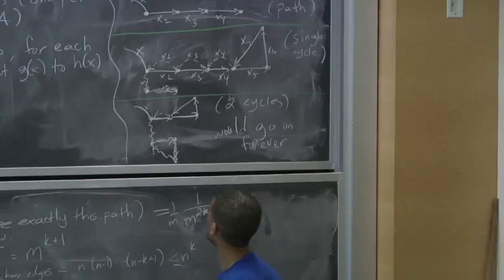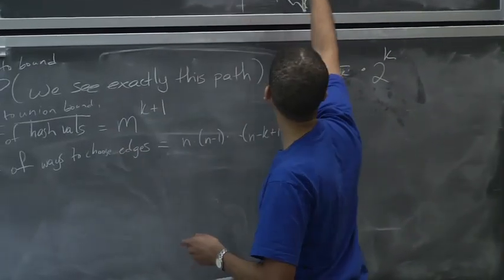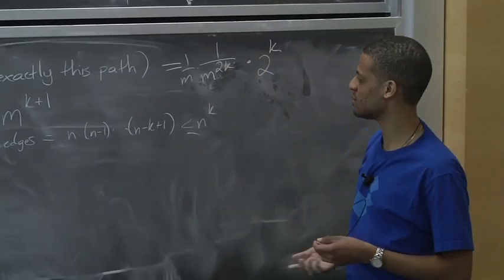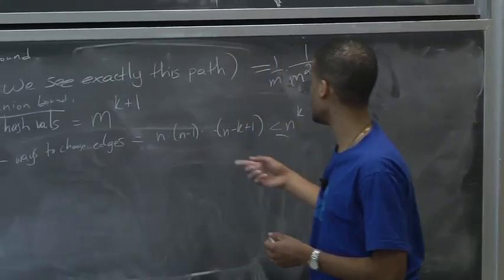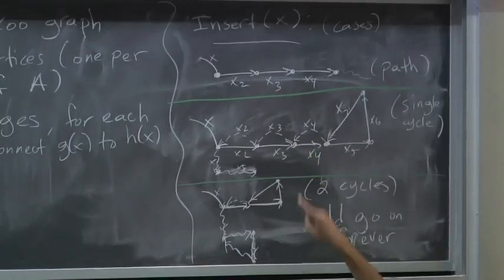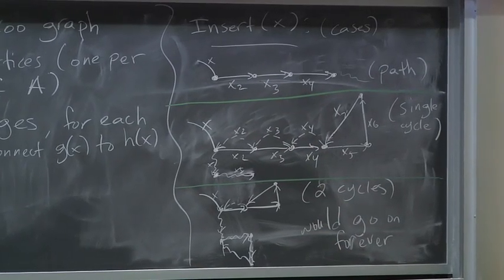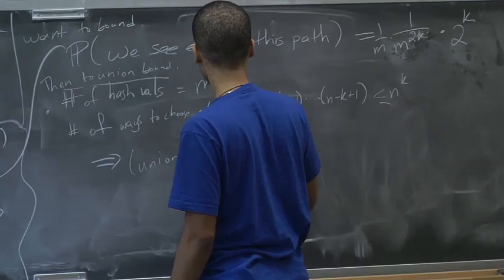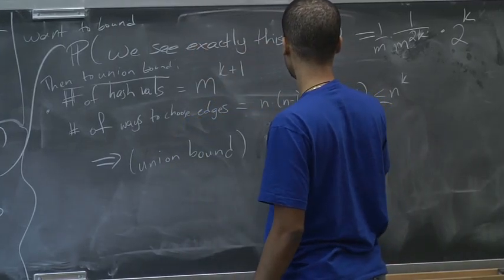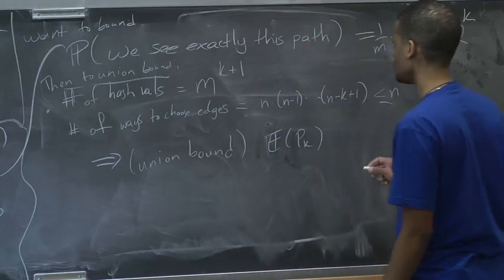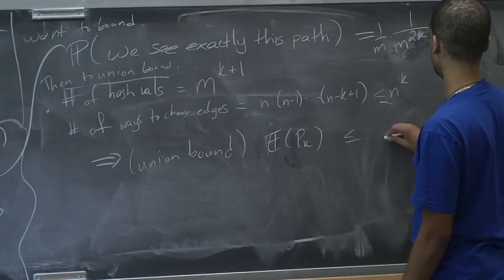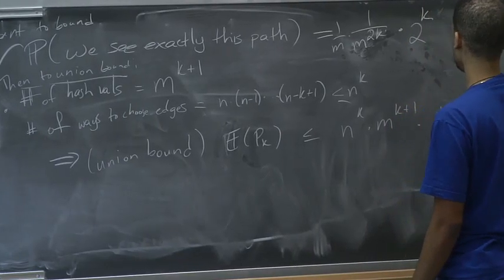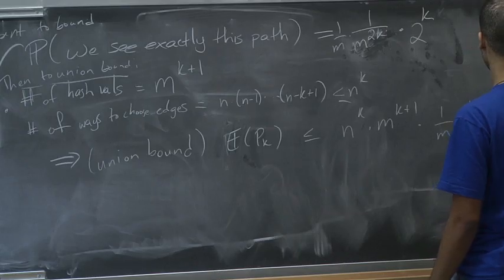Well, we need to choose what these actual hash values are, right? And there are k plus 1 vertices, so there are m to the k plus 1 choices. How about the number of ways to choose the edges? Well, that's just choosing which items are there, so that's n to the k choices. So that implies, by a union bound, the expectation of pk is at most n to the k times m to the k plus 1 times 1 over m times 1 over m to the 2k times 2 to the k.